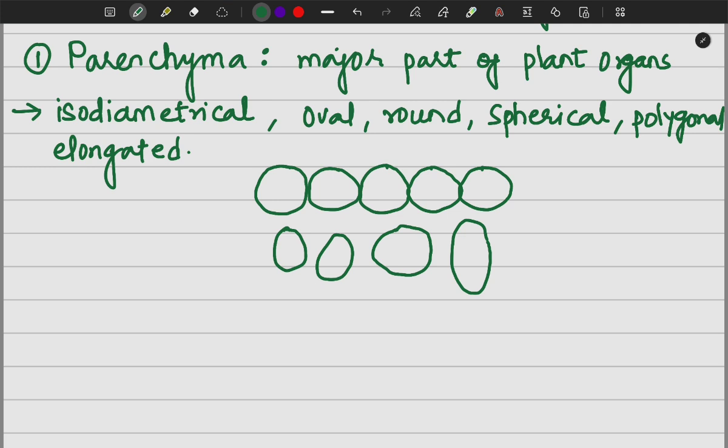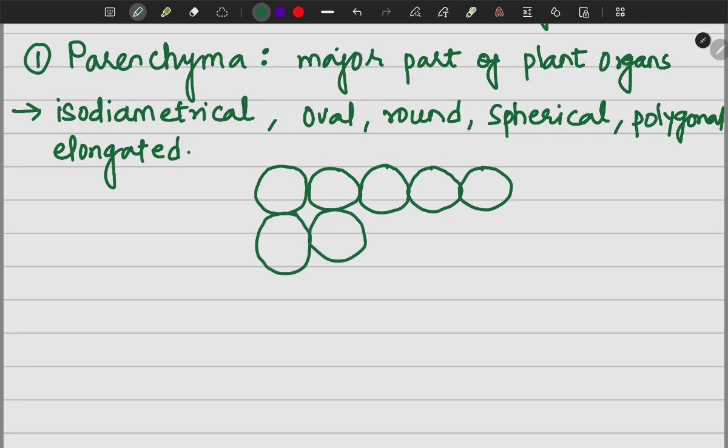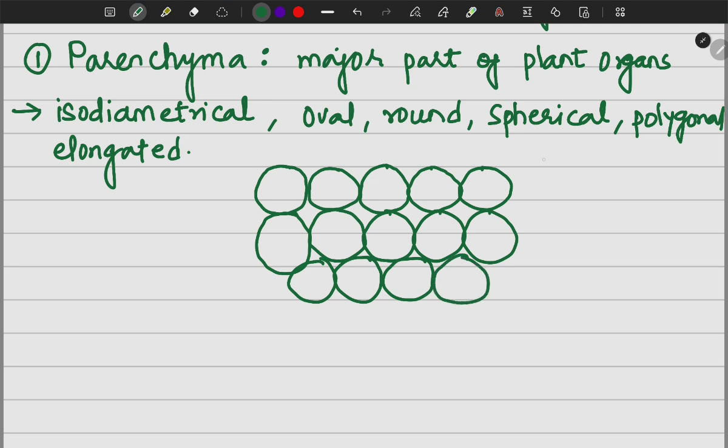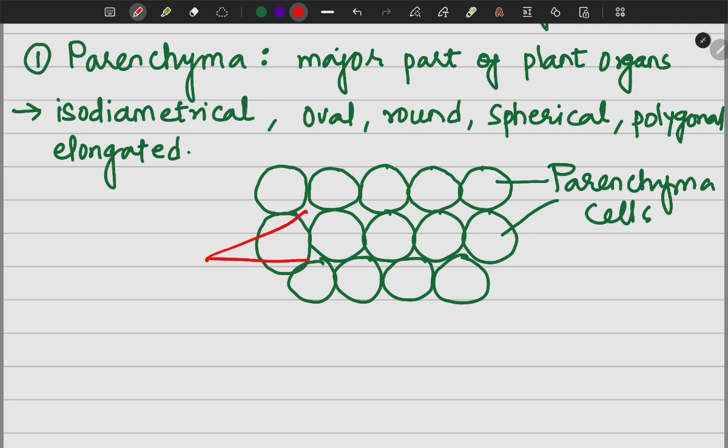Now, the cells of the parenchyma could be closely packed or they can have intercellular spaces. Most of the times they do have intercellular spaces. So, the layers arranged look like this. Alright, so these are parenchyma cells, and these are the intercellular spaces.